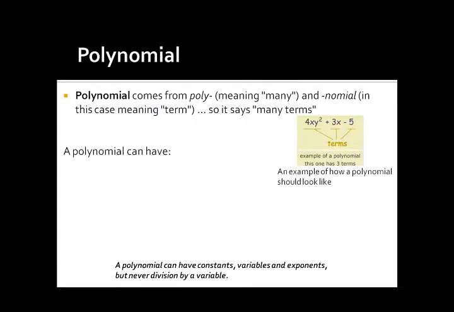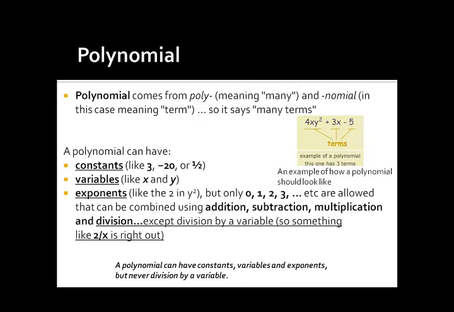A polynomial can have constants like 3, -20 or half, variables like x and y, exponents like 2 in y squared, but only 0, 1, 2, 3, etc. are allowed, that can be combined using addition, subtraction, multiplication, and division, except division by a variable. So something like 2 over x is not allowed. A polynomial can have constants, variables, and exponents, but never a division by a variable.